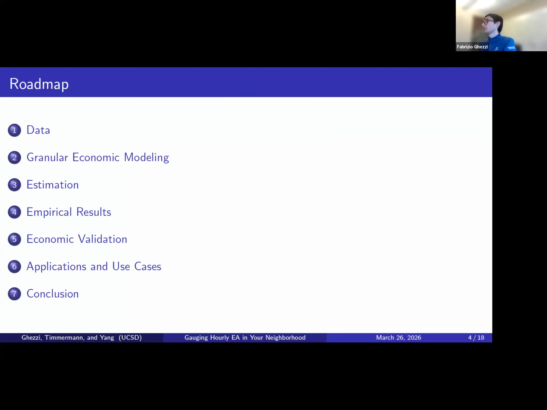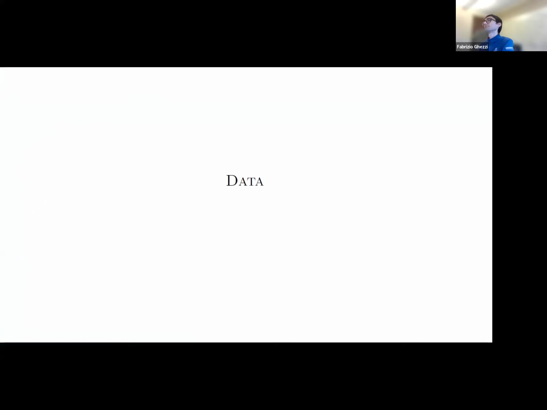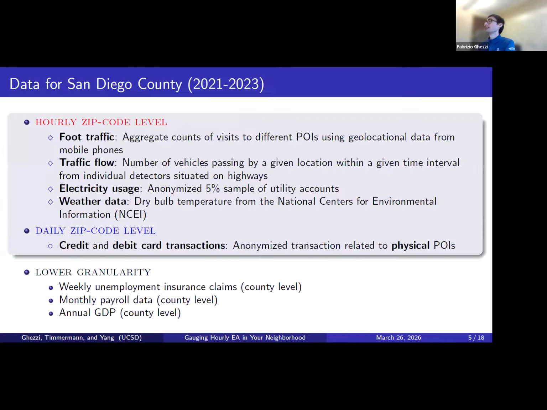Here's the roadmap of the talk. It's going to be data, modeling and estimation methodology, and then we have a whole set of empirical results about what we find, how we validate it, and what we can do with it. Okay, so we begin with the data, which is really a key component of this project.